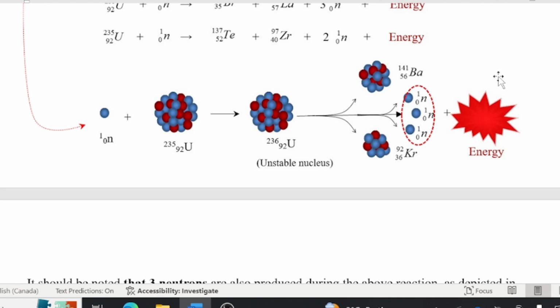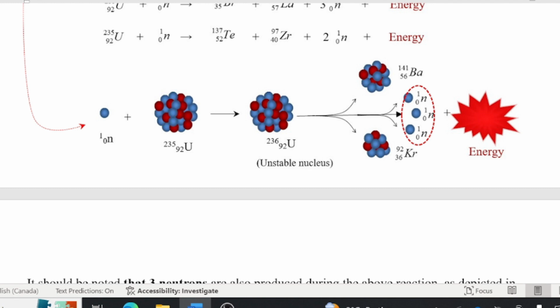Recall that the stability of the nucleus of an atom depends on the ratio of neutrons to protons. If the number of neutrons increases significantly, then this atom can become so unstable that it can break apart spontaneously. And this is exactly what happens here. This is deliberately done to make this uranium-235 nucleus unstable by allowing it to absorb a neutron. When this happens, the uranium-236 breaks apart spontaneously to produce a tremendous amount of energy, and this is called fission.